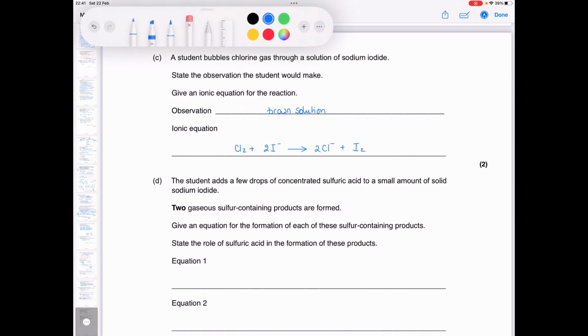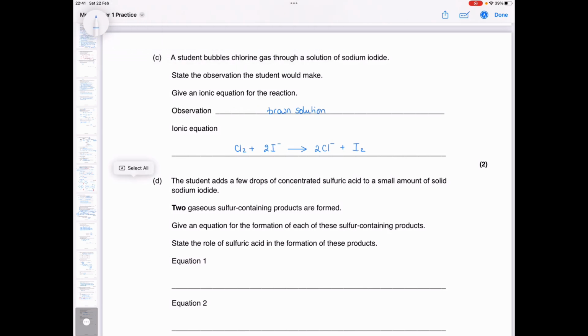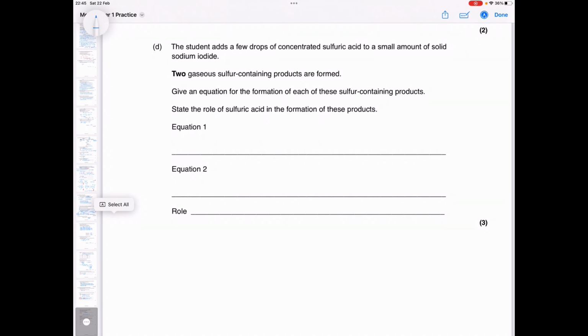So we're in solution, so we're not going to see some purple vapour of iodine. So in this question we have the student adds a few drops of concentrated sulfuric acid to a small amount of solid sodium iodide. So the iodide is a strong reducing agent, and it can reduce the sulfur in sulfuric acid. 2 gaseous sulfur-containing products are formed. Give an equation for the formation of each of these sulfur-containing products, and state the role of sulfuric acid in the formation of these products.